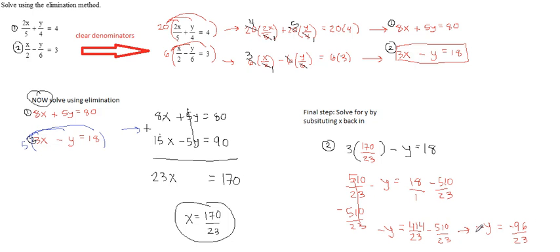Now I don't want to know what negative y is, I want to know what positive y is, so my last step is to divide by negative 1, making this positive. So it looks like y is equal to 96 over 23, and x is equal to 170 over 23, and that's our final answer.